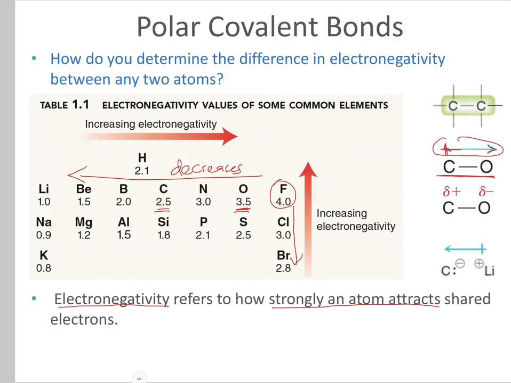So we can either use that symbol, or we use the delta plus and delta minus. The delta minus, as you see here, is on the region where the electrons are more likely to reside. And of course, the electrons are negative, and that's why we use that.